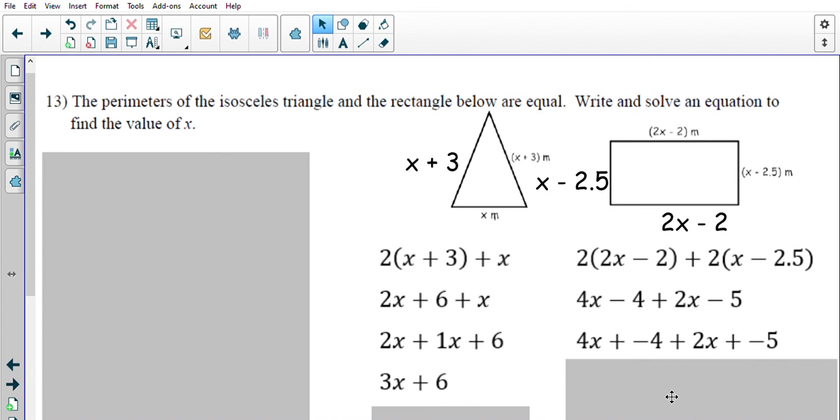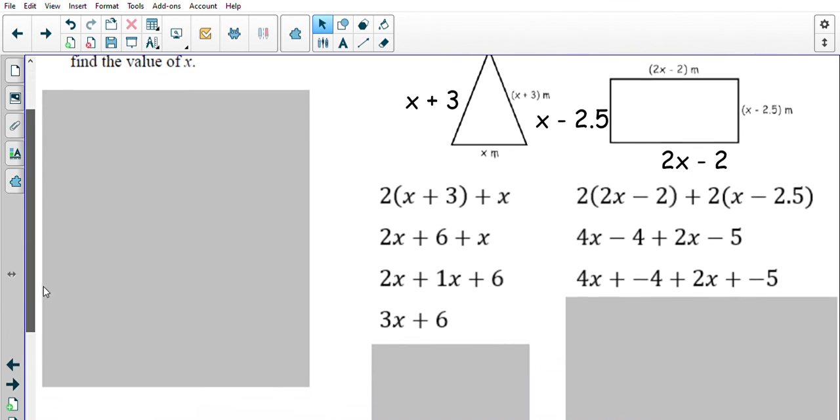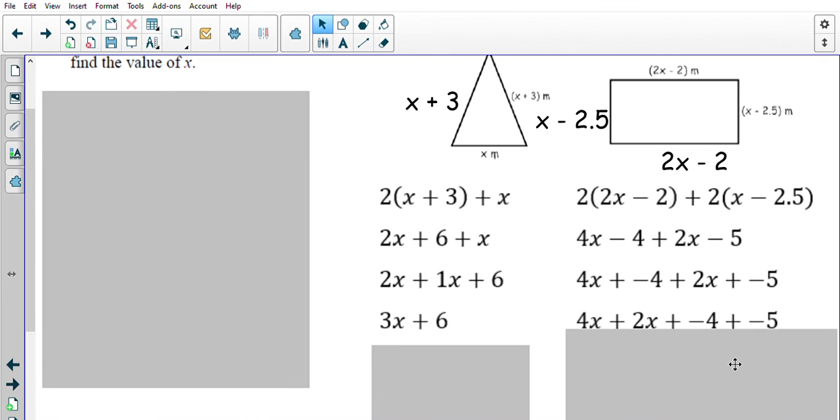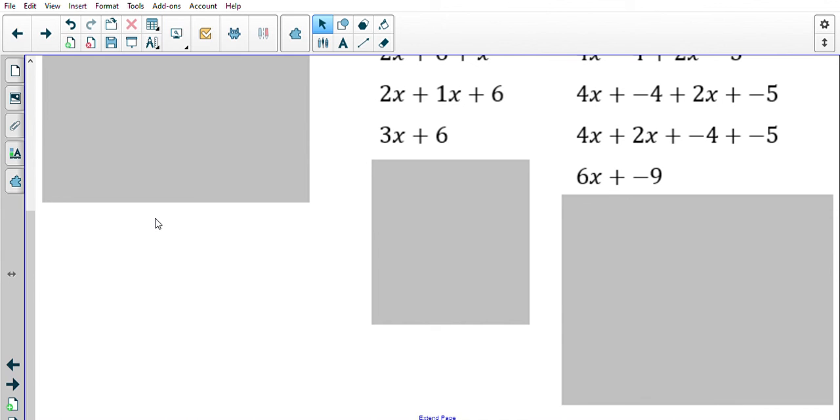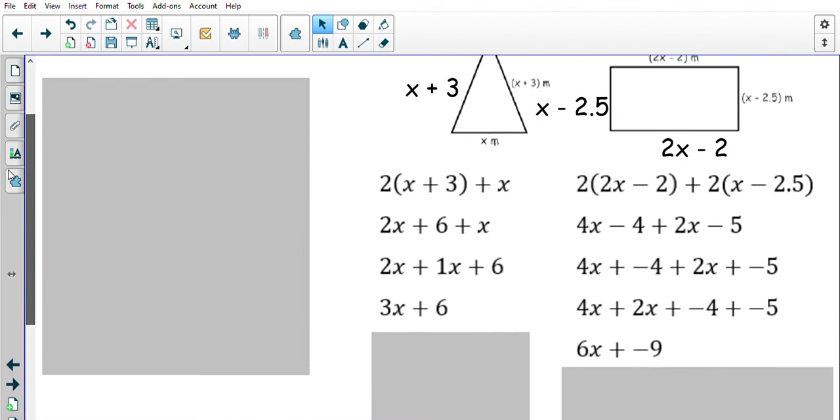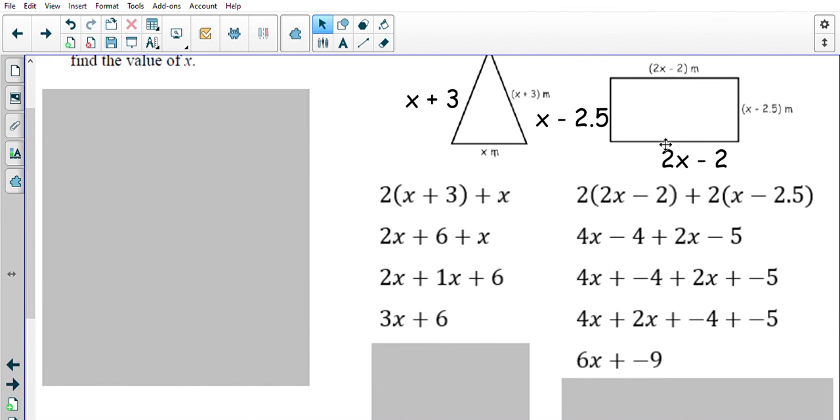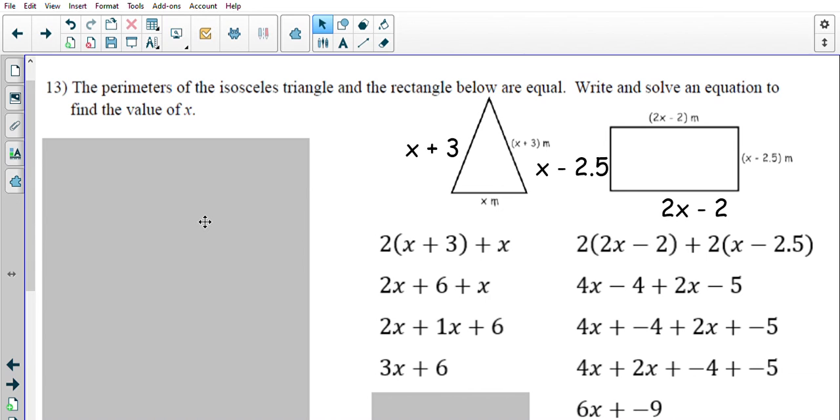I did add the opposite next, and then I put my like terms side by side. So I have 4x plus 2x plus negative 4 plus negative 5 is 6x plus negative 9. And again, I could just combine all of these together. I've got 2x plus 2x is 4x, plus 1 more is 5, plus 1 more is 6x. Negative 2.5 plus negative 2.5 is negative 5, plus negative 2 is negative 7, plus another negative 2 is negative 9. And again, I want these perimeters to be the same, so I will set them equal to each other.